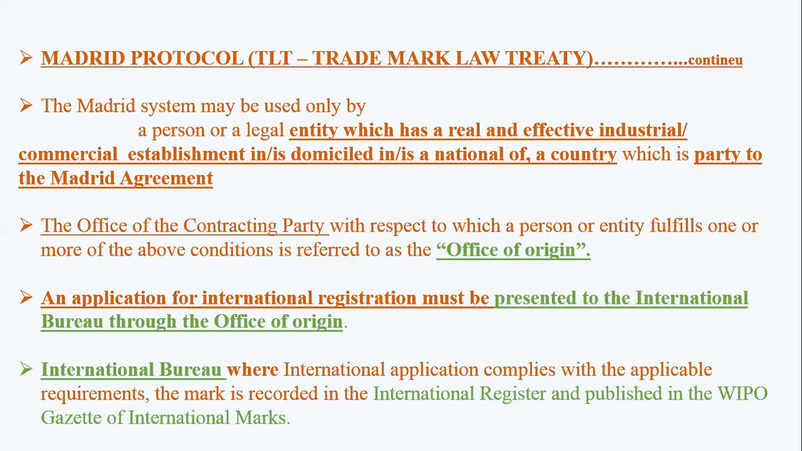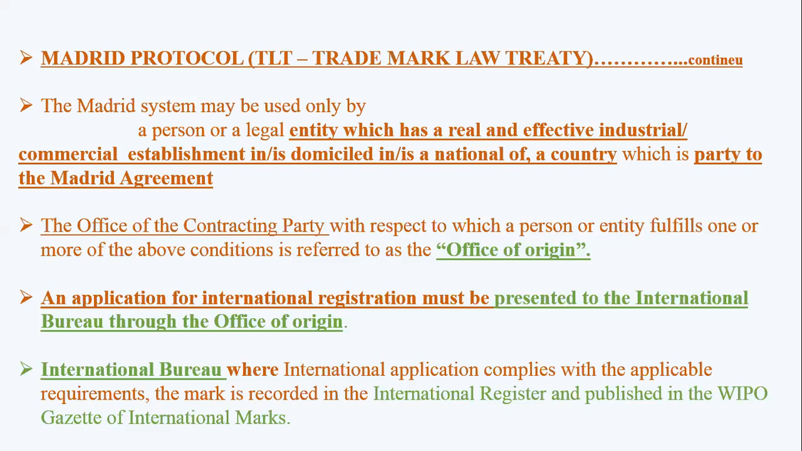Continue on to the next slide. The Madrid system may be used only by a person or legal entity which has a real and effective industrial or commercial establishment in, or is domiciled in, or is a national of a country which is a party to the Madrid Agreement. This is one of the important points with respect to registration of a trademark through WIPO.